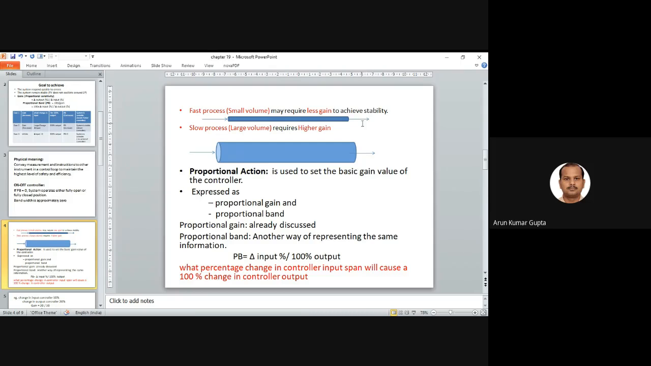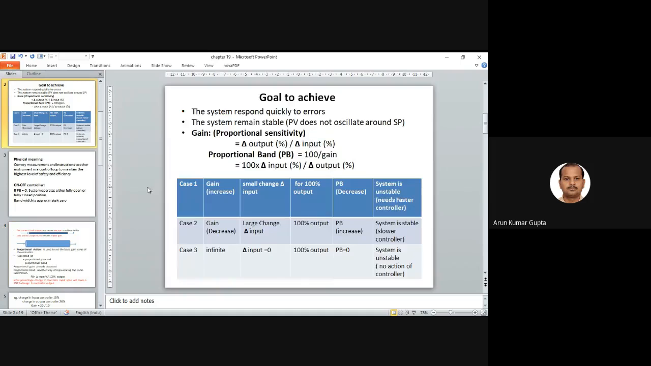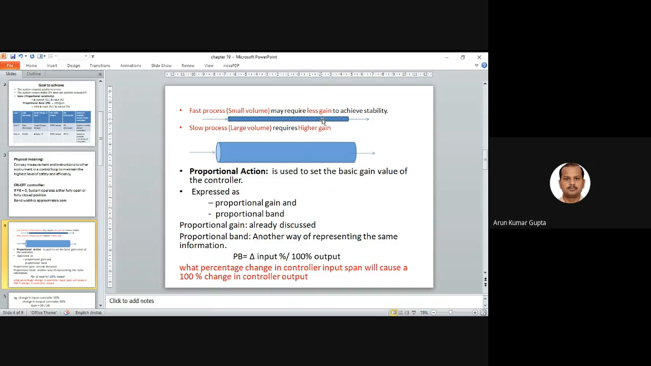Fast process means smaller volume. We are dealing with smaller volume. It requires less gain, right? As we have shown here, whatever system is stable, slower controller, right? So less gain is required. It will achieve stability. But a slow process means larger volume and requires higher gain.